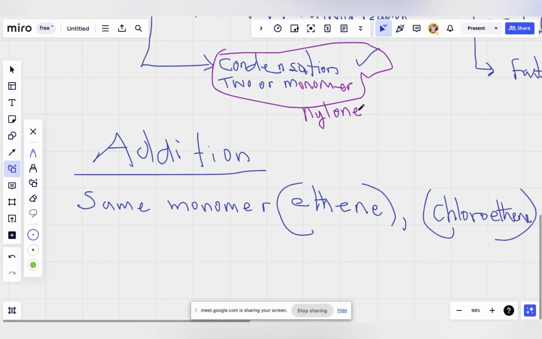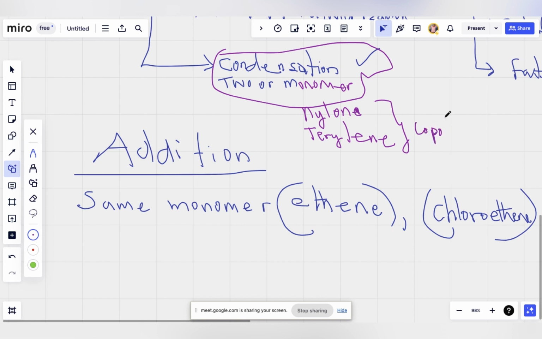Nylon. Then another one, terylene, right? Terylene is another example. They are made up of two or more different monomers that join together. So they are called copolymers.